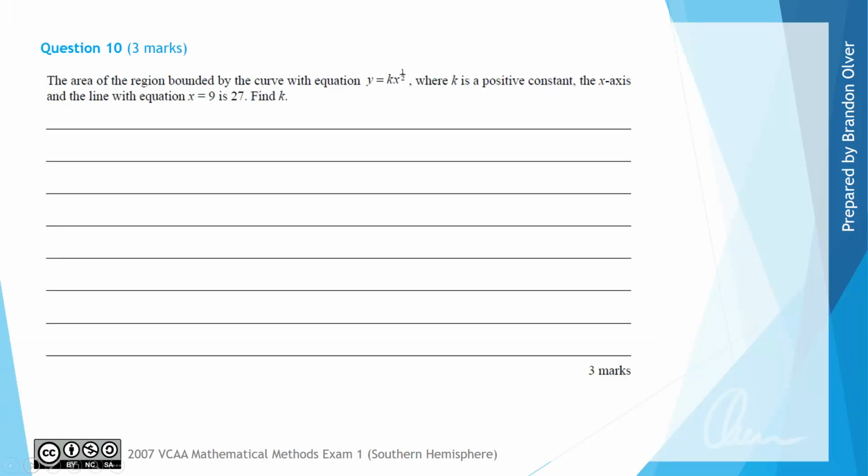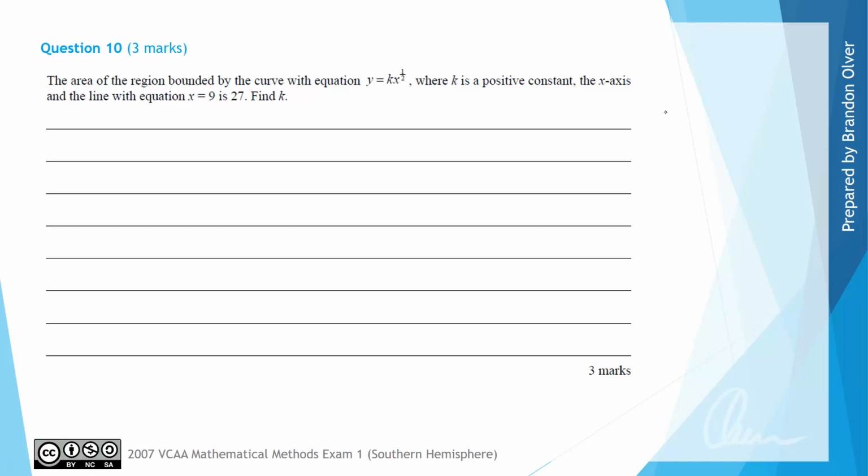So we know that the area of the region bounded by the curve with equation y equals kx to the power of a half, where k is a positive constant, the x-axis and the line with the equation x equals 9 is 27. Find k.